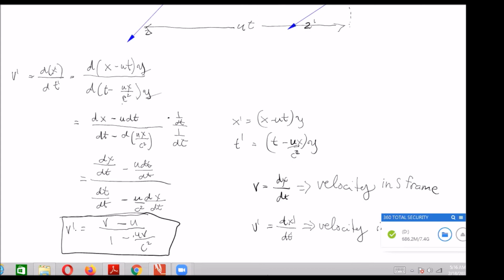So v prime, the velocity observed in the moving frame, will be v, the speed observed in the S frame, minus u, the speed of the moving frame or S prime frame, over 1 minus uv over c squared. Right? So this is the speed observed in the S prime frame.